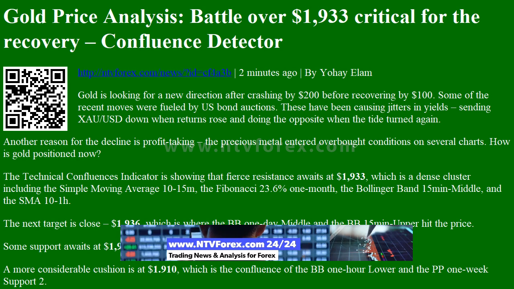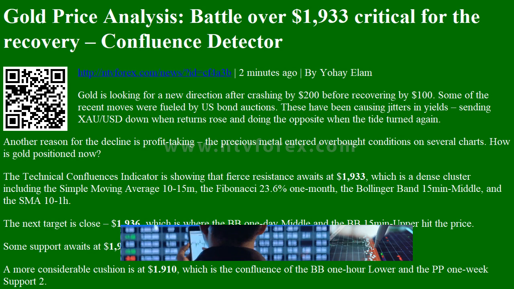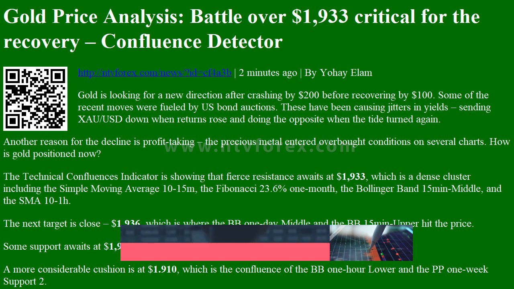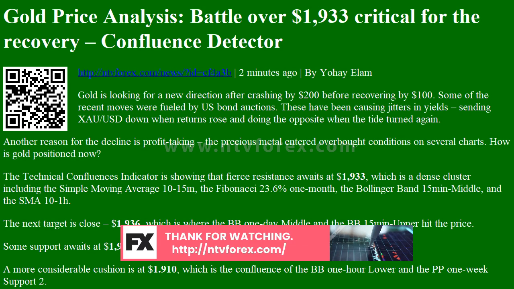Some of the recent moves were fueled by US bond auctions. These have been causing jitters in yields, sending XAU-USD down when returns rose and doing the opposite when the tide turned again. Another reason for the decline is profit-taking. The precious metal entered overbought conditions on several charts. How is gold positioned now?